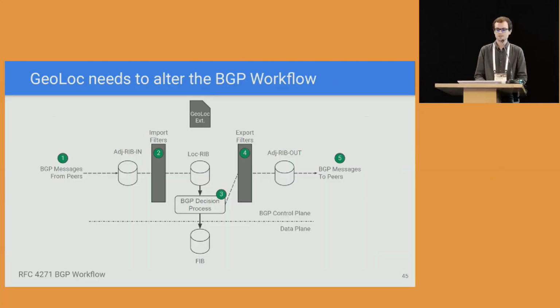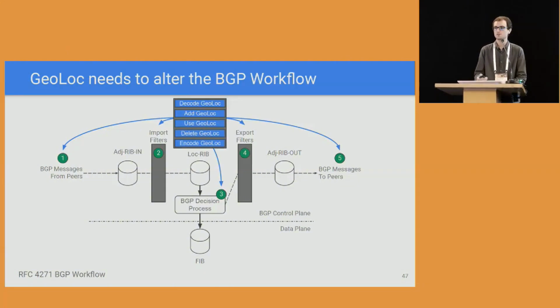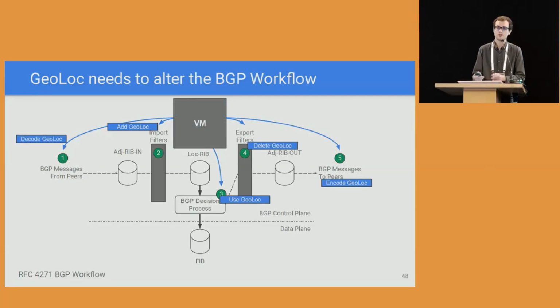And so, if I take back my geographical location plugin that I introduced previously, it needs to be executed somewhere. And for that, we introduce insertion points. Those are the green circles here on the figure, where you can execute any code from the operator. The geographical location extension is divided in subparts, so it must cover the whole BGP workflow. You first have to decode the geographical location that has been sent from your peers. You have to add it inside the route, use it, delete it, and encode it. And those subparts will go to the right insertion point, and the VM will manage to execute each subpart of the plugin at the right location of the BGP workflow.